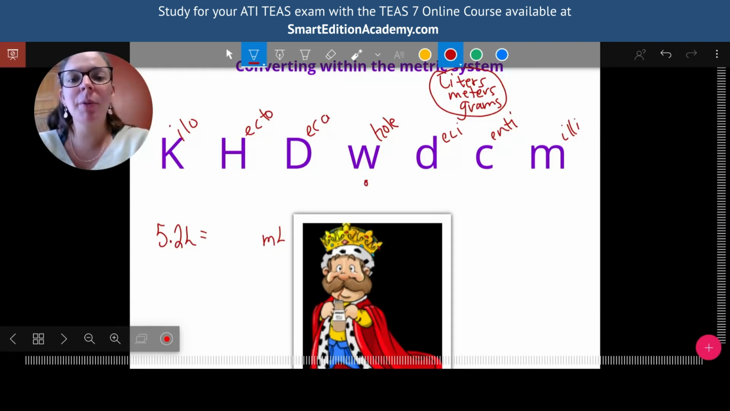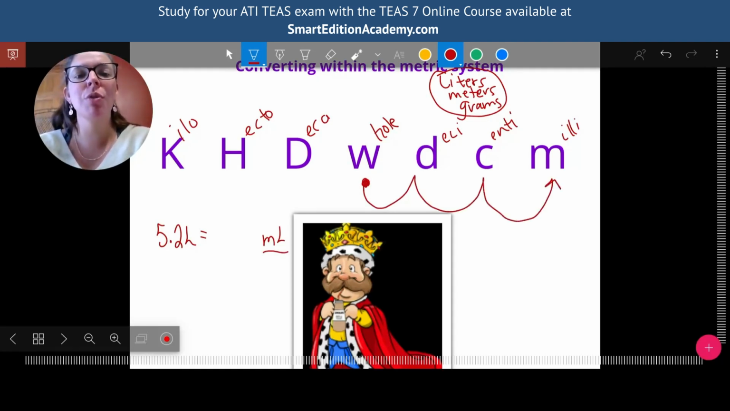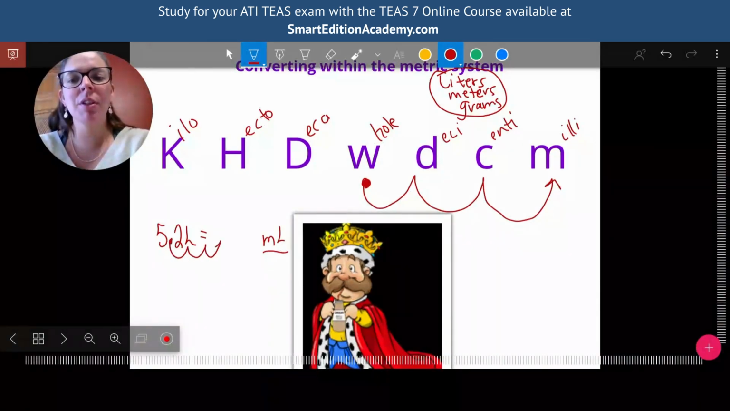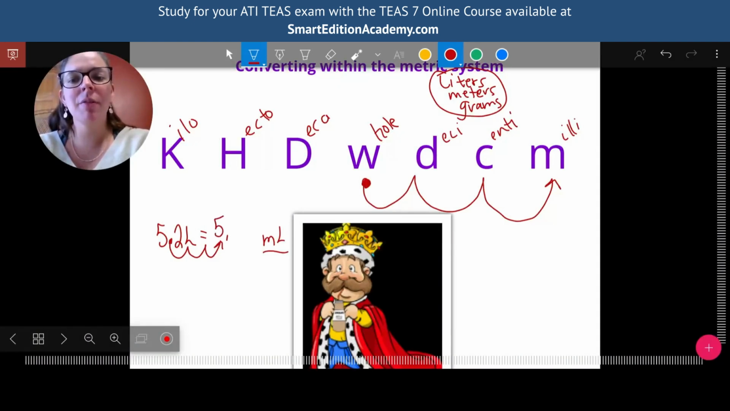I'm starting at my whole unit, and I'm converting to milliliters. So what I do is I figure out how many jumps it takes to get there. Notice how I'm going 3 times to the right. The direction you go is really important. This is telling me to move my decimal place 1, 2, 3 swoops to the right. So if I take my decimal place 1, 2, 3 swoops to the right, this would give me 5,200. And if you already know the conversion, this checks out because you would just be multiplying by 1,000.